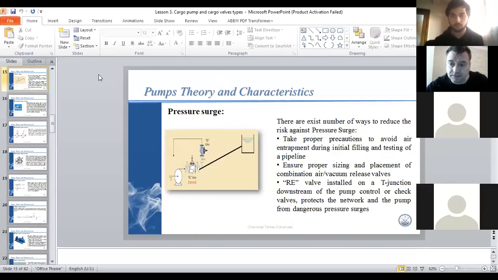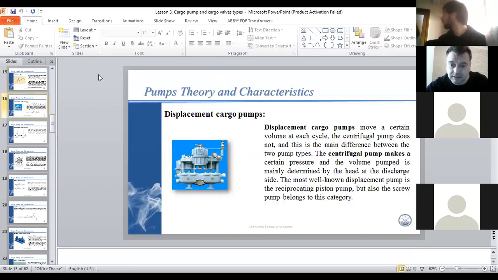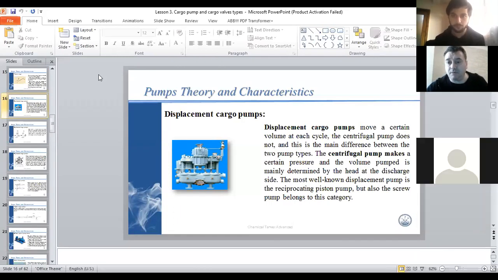Please read about it and check more information about it. Well, next we can discuss the displacement cargo pumps. Displacement cargo pumps are just taking a part of the cargo and displacing it.